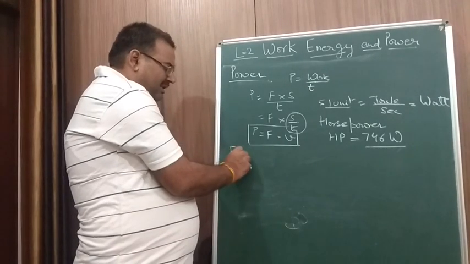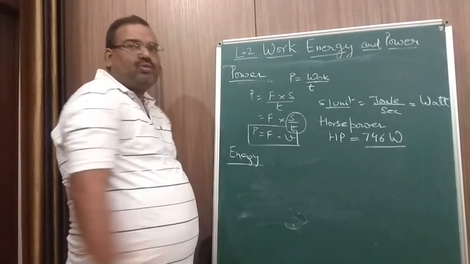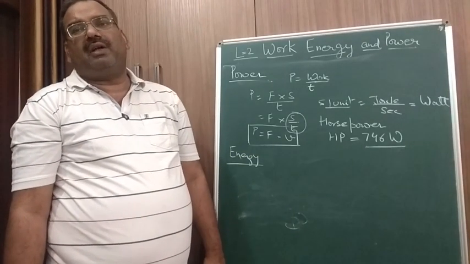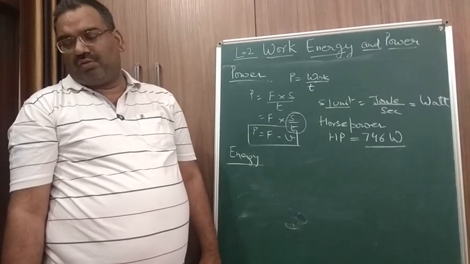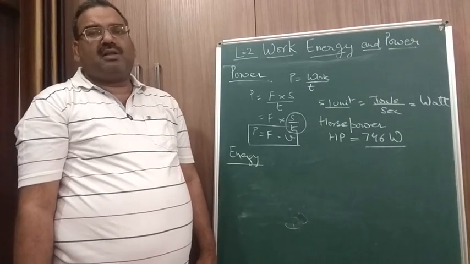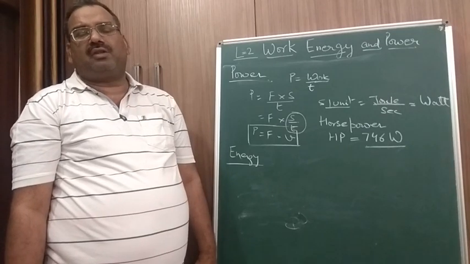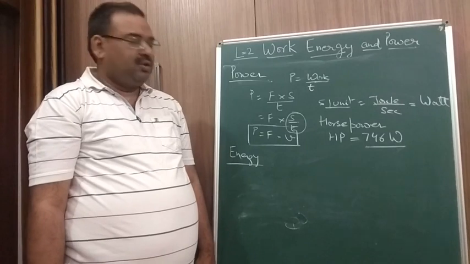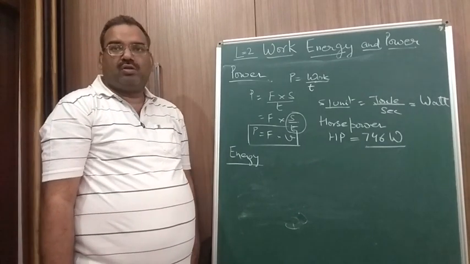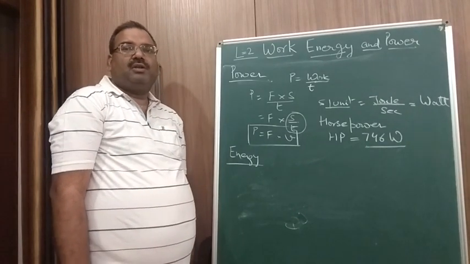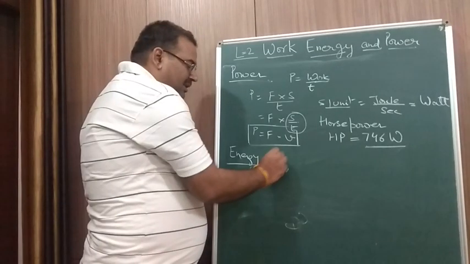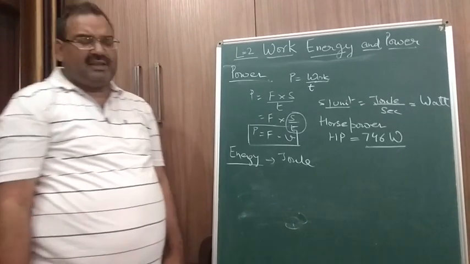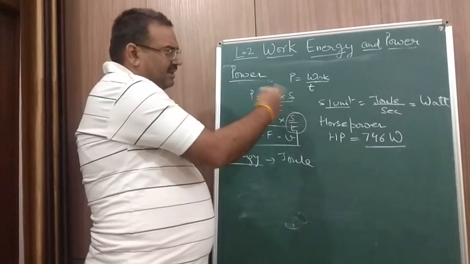Then next we have energy. You know what energy is? Energy is the ability to do work. For doing work you require energy, and energy is the capacity to do work. They are one and the same thing. So energy also has the same unit. What is the unit of energy? The SI unit is joule.